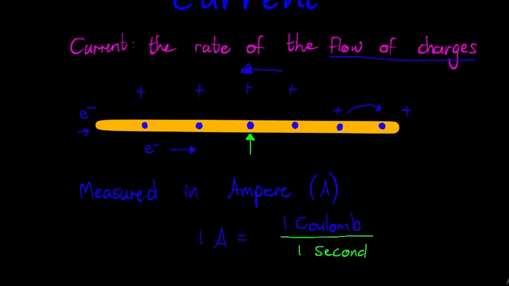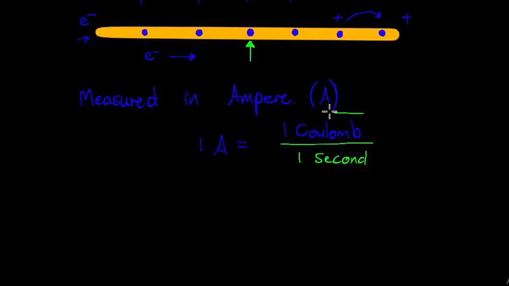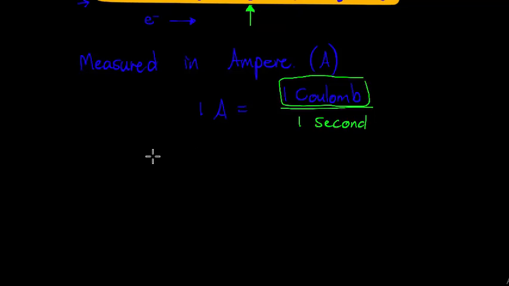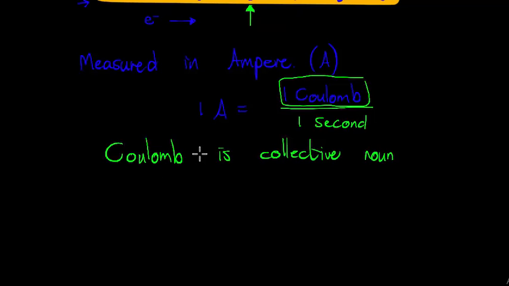From here on out, it's going to be very important that we understand exactly what a coulomb is. A coulomb is a group term. A coulomb is a collective noun. In other words, it describes a group of things of a specific size.